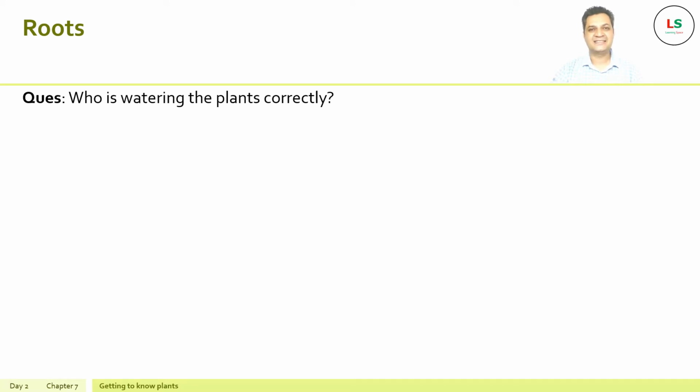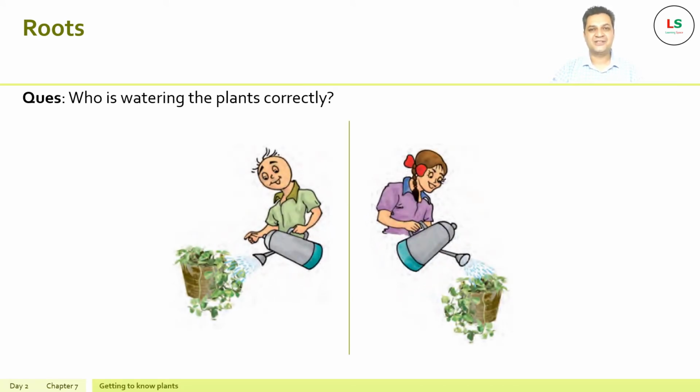A quick question at this point of time. Who is watering the plants correctly? Here we have a picture of a boy and a girl who are watering the plants. Let's see who is doing it correctly. Put on your thinking caps and keep thinking. So the girl is the right answer. The reason being, she is watering the base of the stem, whereas the boy is watering the leaves.